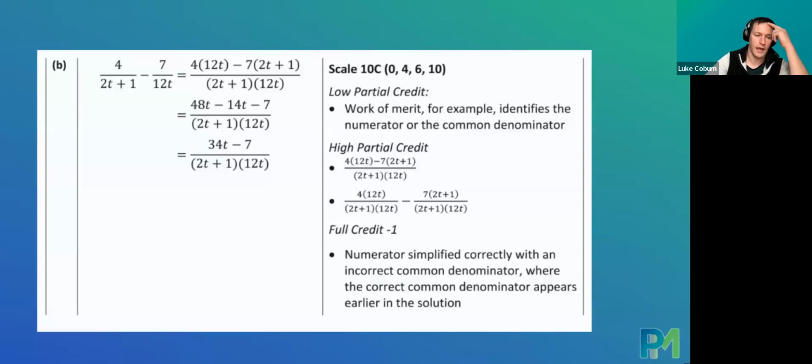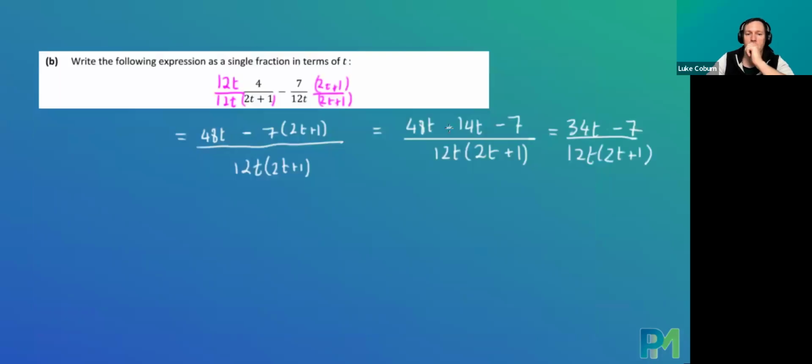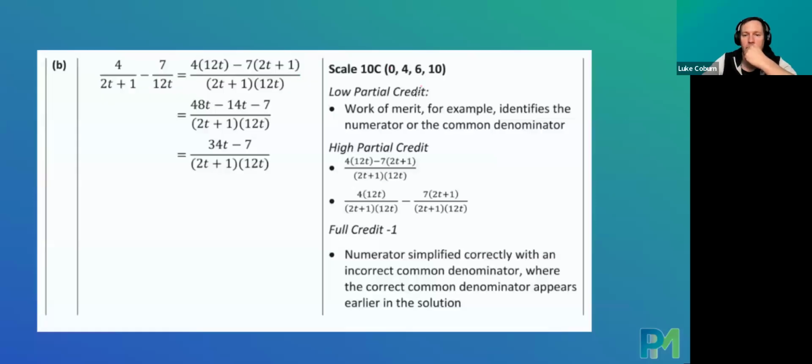As I say, top marks are 10, no marks are 0. So doing nothing gets you nothing, getting everything perfectly correct gets you full marks. What about the low partial credit? Work of merit, for example, identifies the numerator or the common denominator. If you do any bit of this correct, like if you took the first one and you did this or something, it's a very, very low bar. They just want to see some kind of indication that you may be starting off going in not the completely wrong direction.